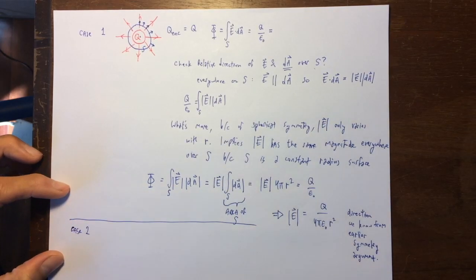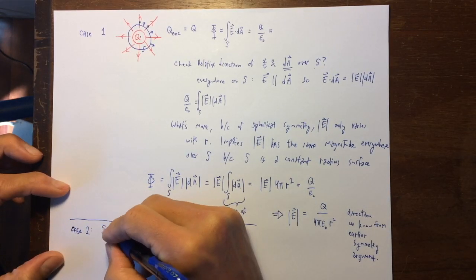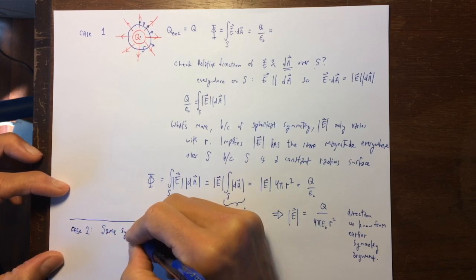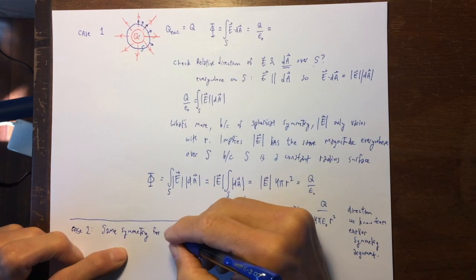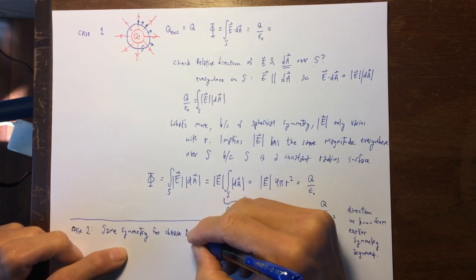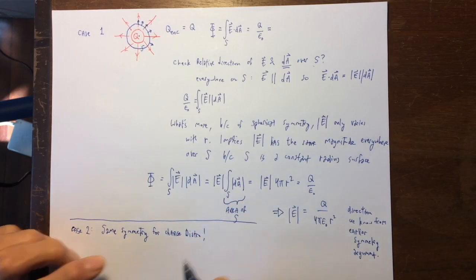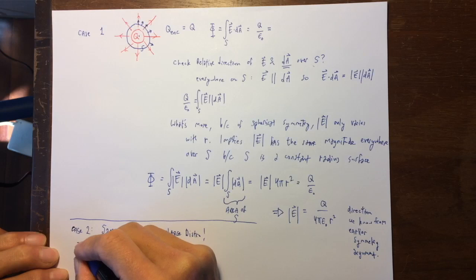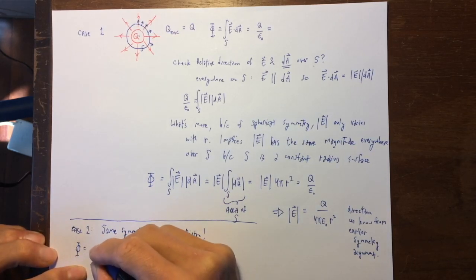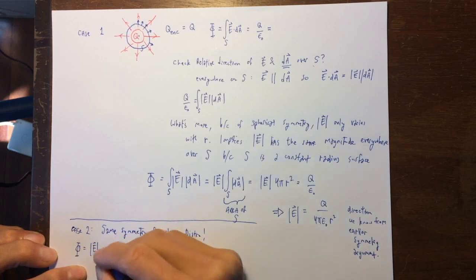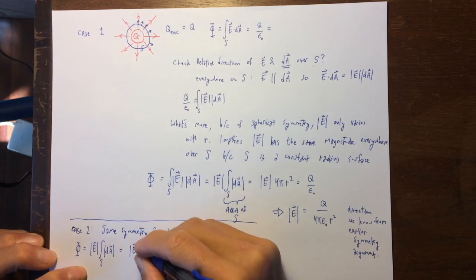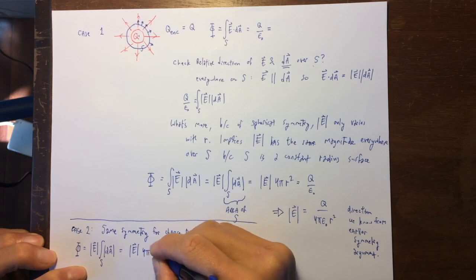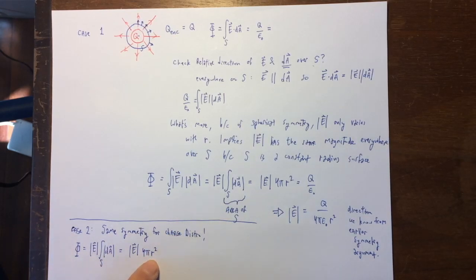Case 2, same symmetry, right? So even in case 2, I have all of the same symmetry for the charge distribution, which means that when I calculate the flux, all I'm going to get is the same stuff. It's going to go all the way down to the integral of the area over the surface S. And the surface is still the surface of a sphere, so it's 4 pi r squared.